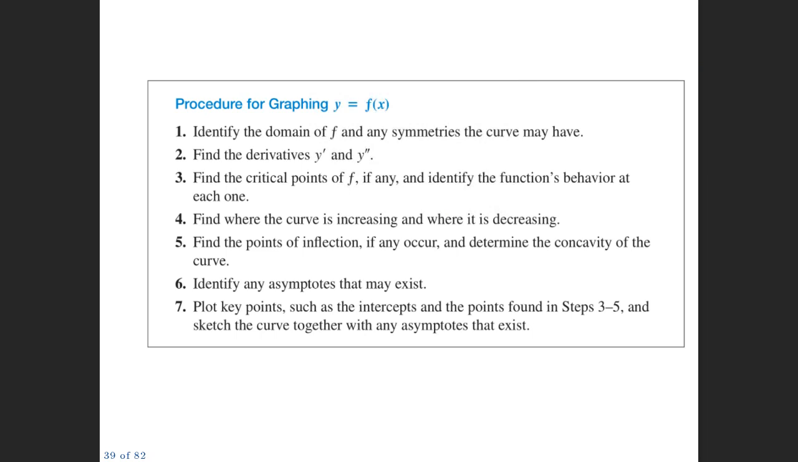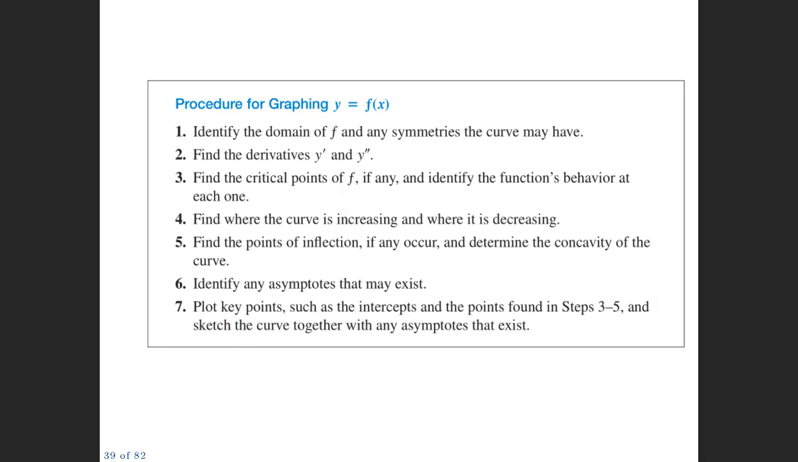Let's recap our method. Here's the procedure. Step 1, identify the domain of the function and any symmetries the curve might have. Is it an even function, an odd function, etc. Step 2, find the derivatives, y prime and y double prime. Step 3, find the critical points of f, if it has any, and identify the function's behavior in each one. Step 4, find where the curve is increasing and where it's decreasing.